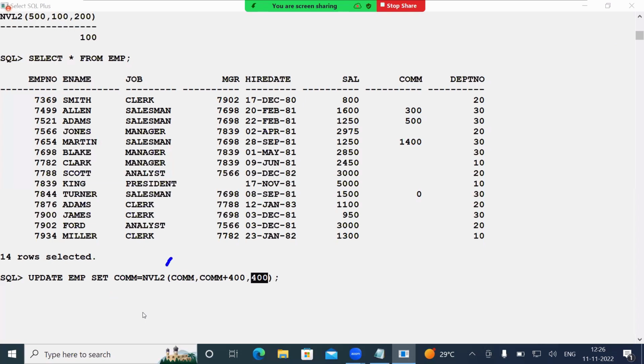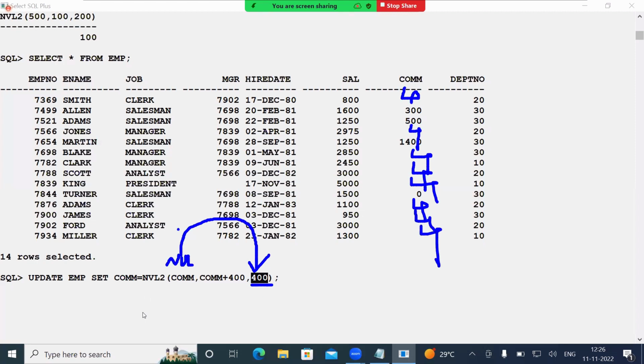Expression 1, suppose it is null. If expression 1 is null, what does it return? It returns the expression 3 value, so expression 3 value 400. So wherever null is there, in place of null, it will take 400. Understand now?